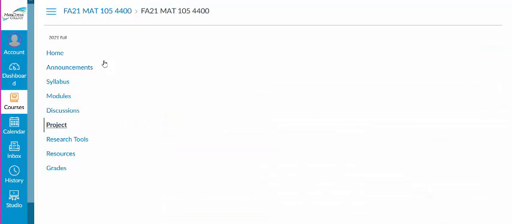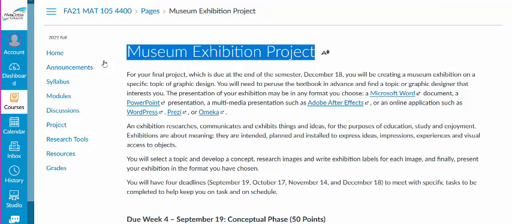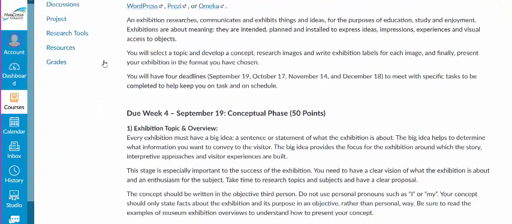You may want to have a look at the project that you'll be working on during the course of the semester. You'll be creating a museum exhibition on a specific topic of graphic design. We'll go into more detail about this later, but you may just want to have a look at it now to see what you'll be working on.